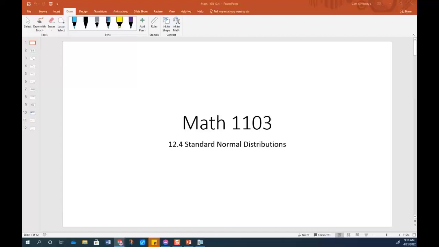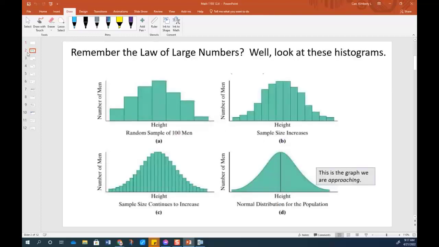We're really close to the finish of this semester and this course. We've just got a couple more sections to do, and today we're looking at standard normal distributions. Standard normal distributions are not the only type of distribution, but possibly the most frequently used in statistics.